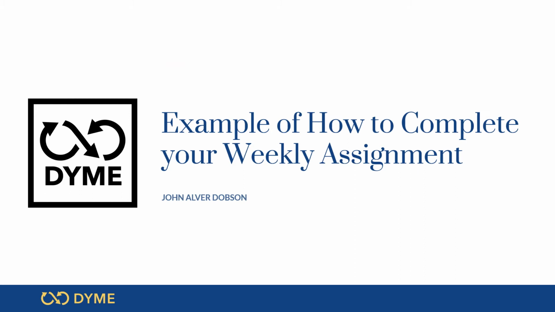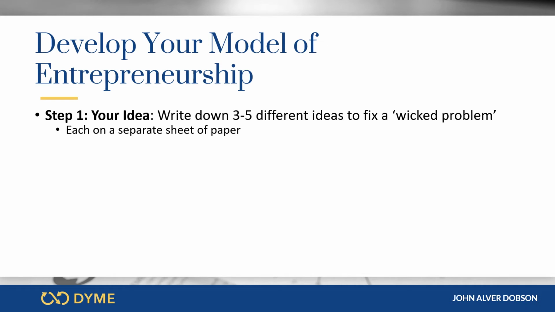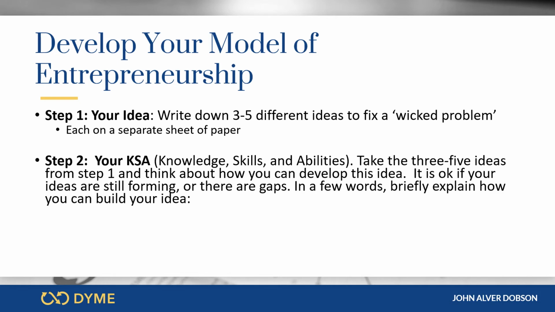So now I'm going to give you an example of how to complete your weekly assignment. As you start to think about how you're going to develop your model of entrepreneurship, here is a 4-step exercise that will come in handy to help you identify these ideas that are worth pursuing. So step 1 is to write down your idea. Write down 3 to 5 different ideas to fix these current problems that you're facing, each one on a separate sheet of paper. Then under each idea, identify your knowledge, skills, and abilities to develop that actual idea.